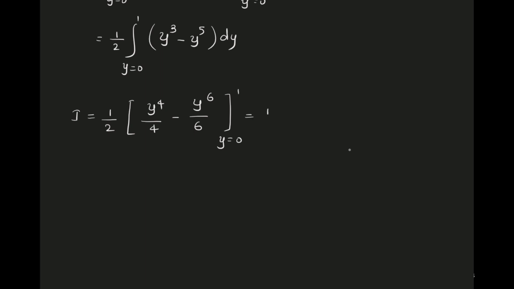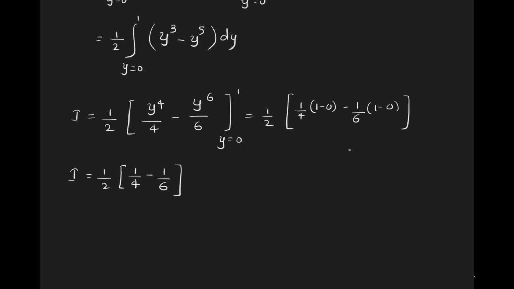So it is 1 by 2. When you apply the upper limit and lower limit to this, it is 1 by 4 into (1 minus 0), minus 1 by 6 into (1 minus 0). So what is it? I equal to 1 by 2 into (1 by 4 minus 1 by 6). Simplify it. After simplification, you will get I is equal to 1 by 24.